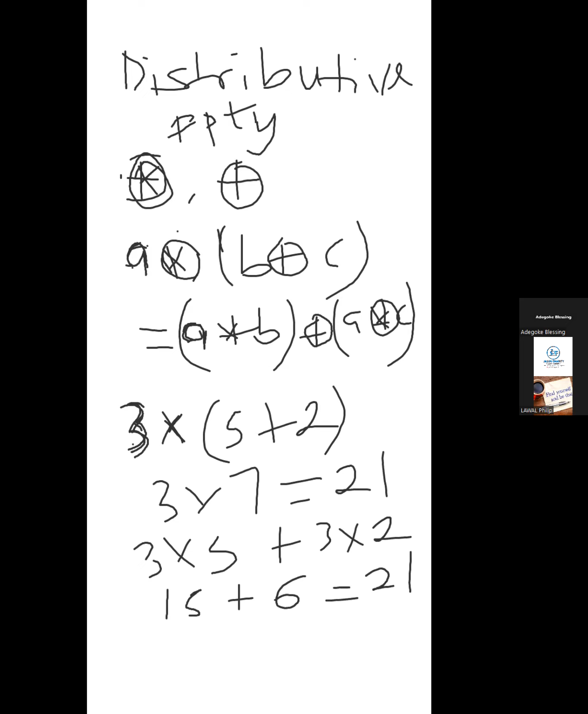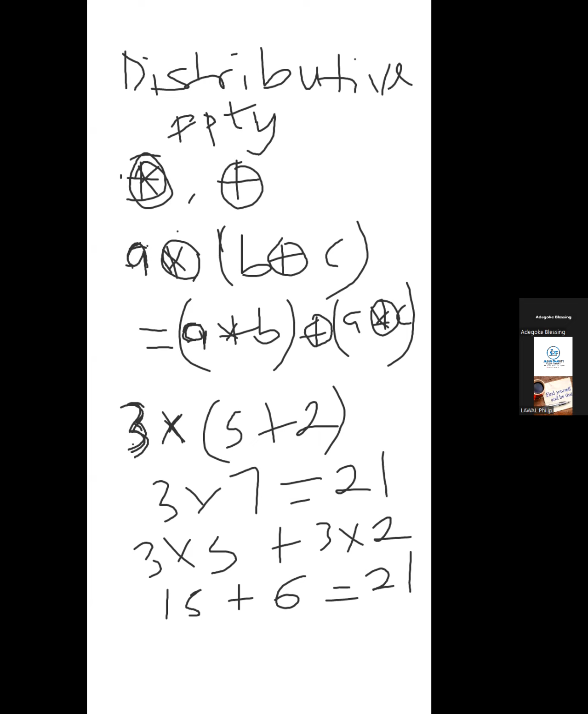So this proves that multiplication is distributive over addition. I can use ordinary signs to prove that. But addition is not distributive over multiplication. The reverse of this can never hold. So that is the law of distributivity. I'm not going to solve an example yet because of time. I want to make sure that today we end binary operation so that we can go to another topic.